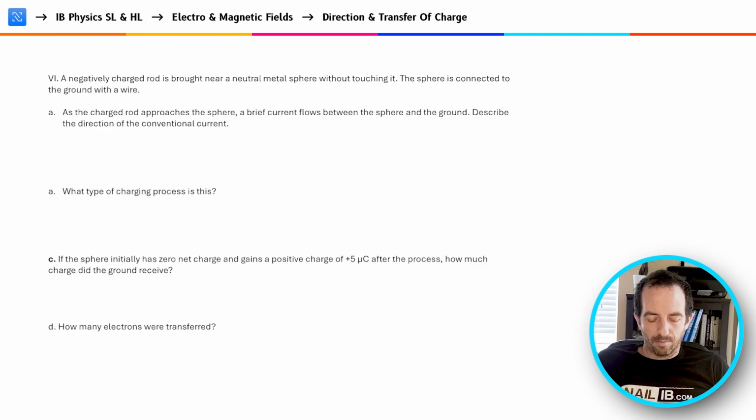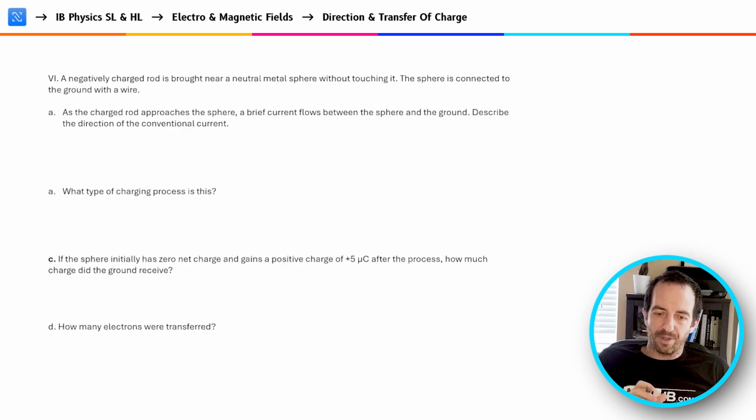And now, let's see if you can answer this on your own. It's really a review of the last process that we discussed, the induction. A charged rod approaches the sphere. The rod is negatively charged. It approaches a neutral sphere. A brief current flows between the sphere and the ground to which it is connected. So what's going to happen?